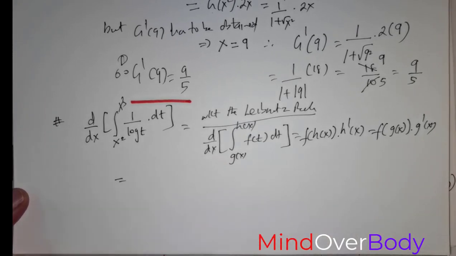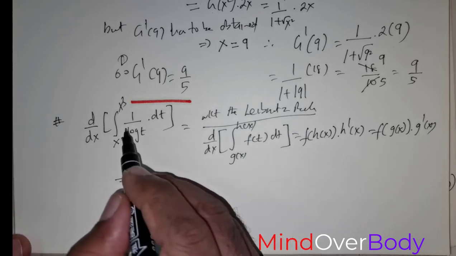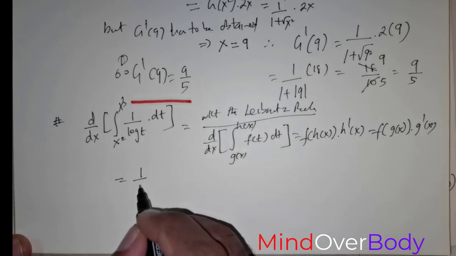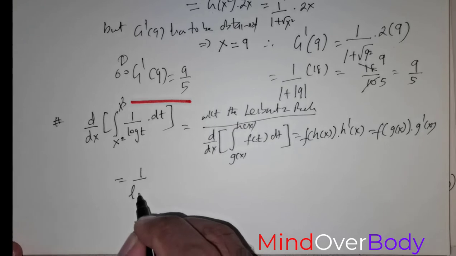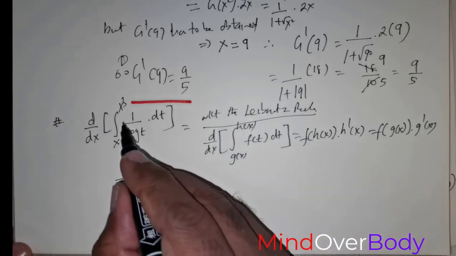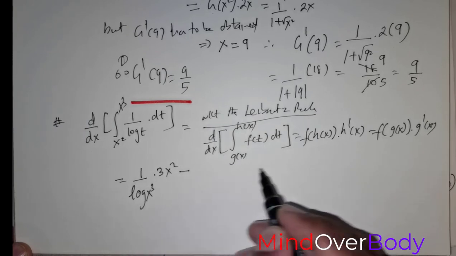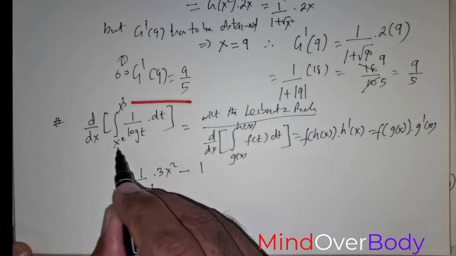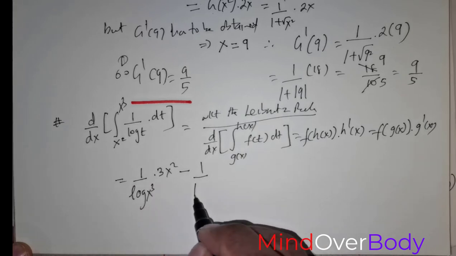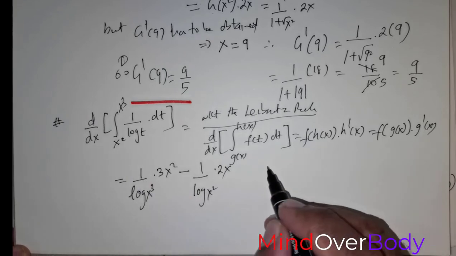So this is equal to, in place of t we substitute the upper limit. So that's going to be 1 over log of x cubed times differentiation of x cubed, that's going to be 3 times x squared, followed by a negative sign, and in place of t it's going to be x squared, so it's going to be 1 over log x squared times differentiation of x squared is 2x.